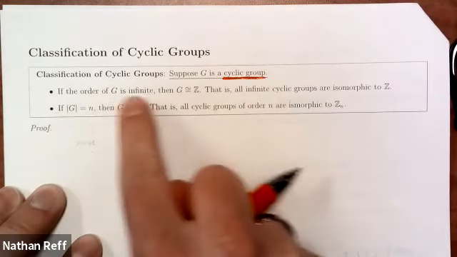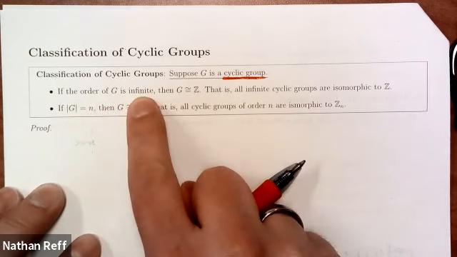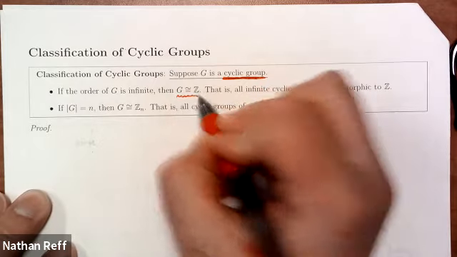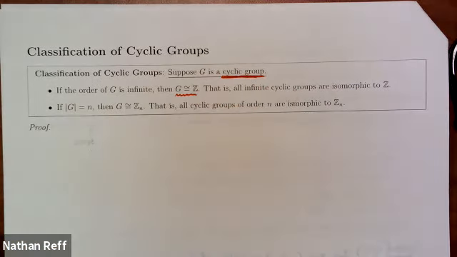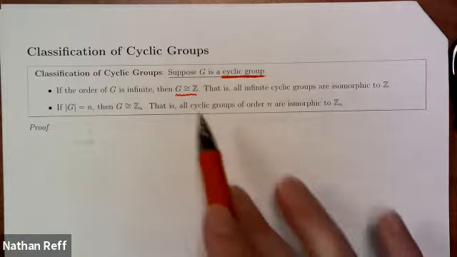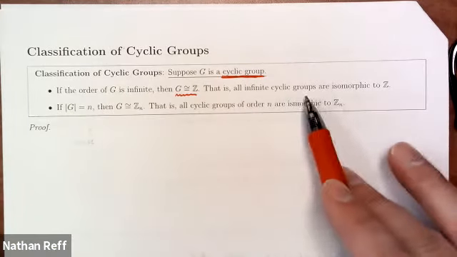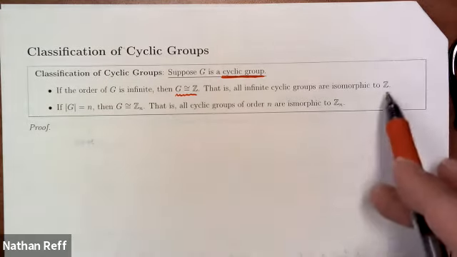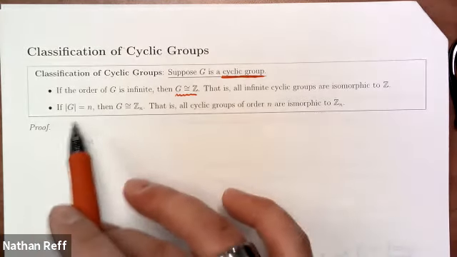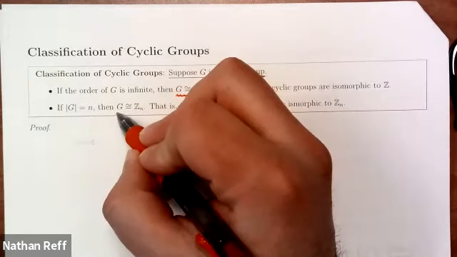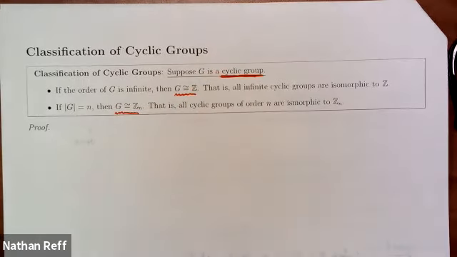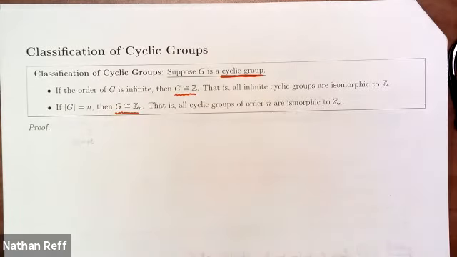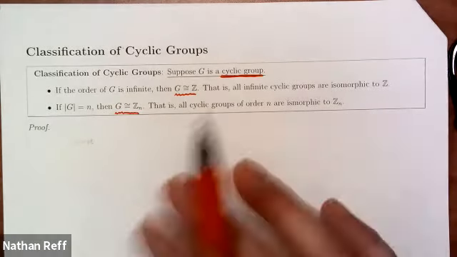If the order of G is infinite, then it must be isomorphic to Z. That's pretty strong. In other words, all infinite cyclic groups are isomorphic to the integers, under addition. And if the group is finite, then it has to be isomorphic to Zn. That is, all cyclic groups of order n are isomorphic to Zn.